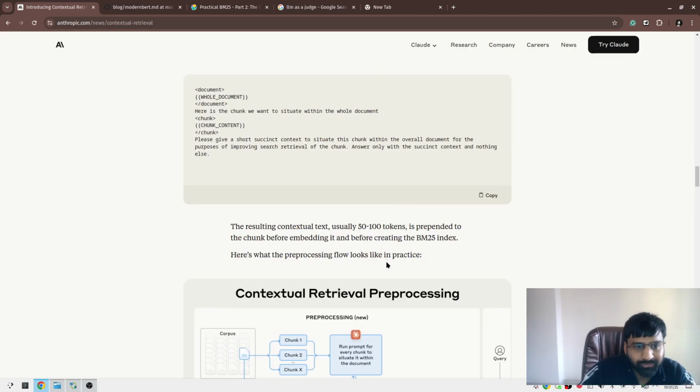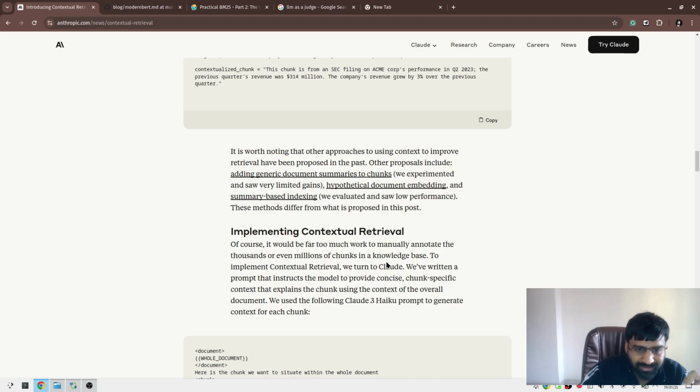So you have to process each and every chunk, and you have to be very, very mindful about the size of the chunk as well, like how much information should be included in the chunk. So I was reading another blog the other day, and they were saying you have to be very mindful when you are generating the chunk.